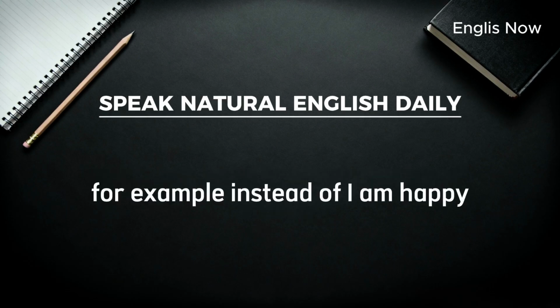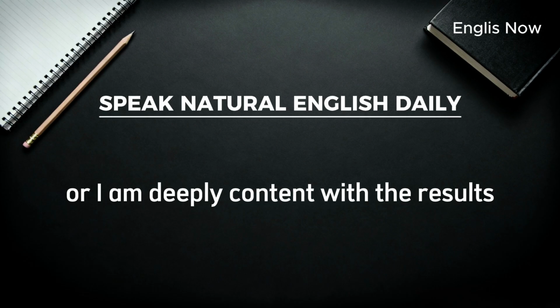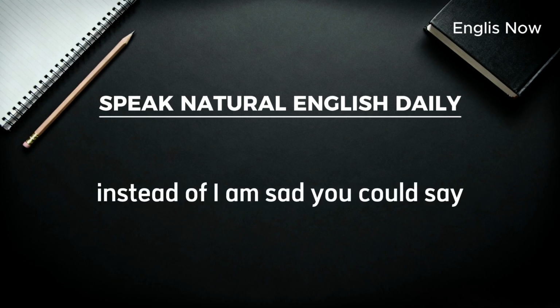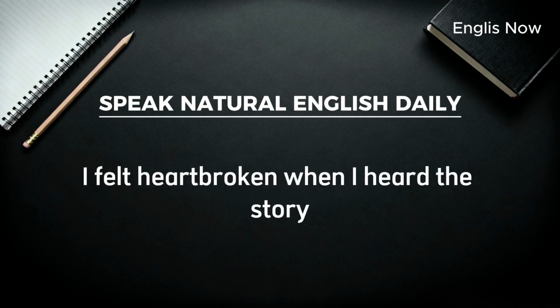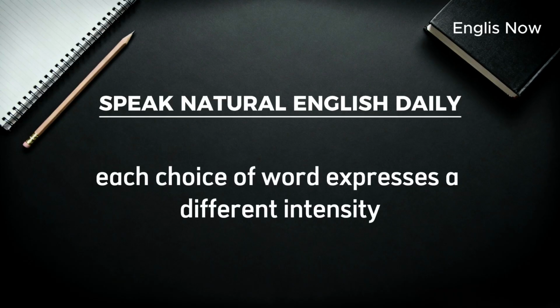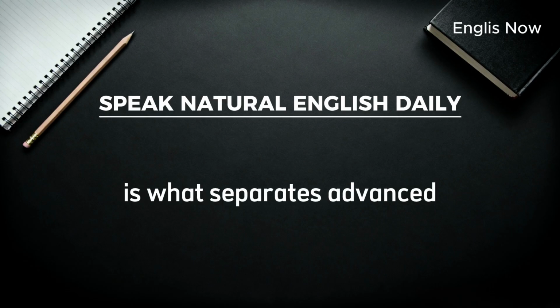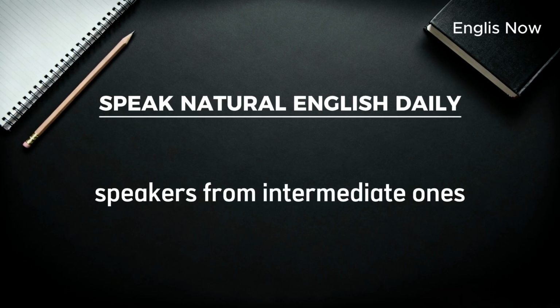For example, instead of I am happy, you could say, I am overjoyed by the news, or I am deeply content with the results. Instead of I am sad, you could say, I felt heartbroken when I heard the story, or I was a little down after the meeting didn't go well. Each choice of word expresses a different intensity. Choosing the exact emotion is what separates advanced speakers from intermediate ones.